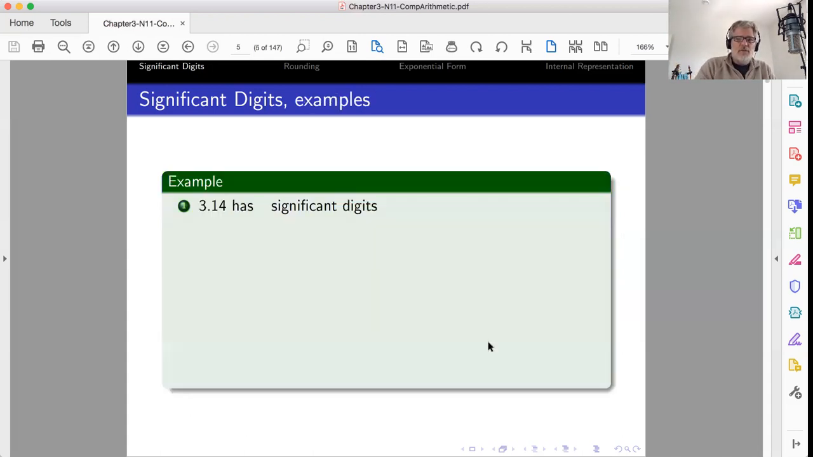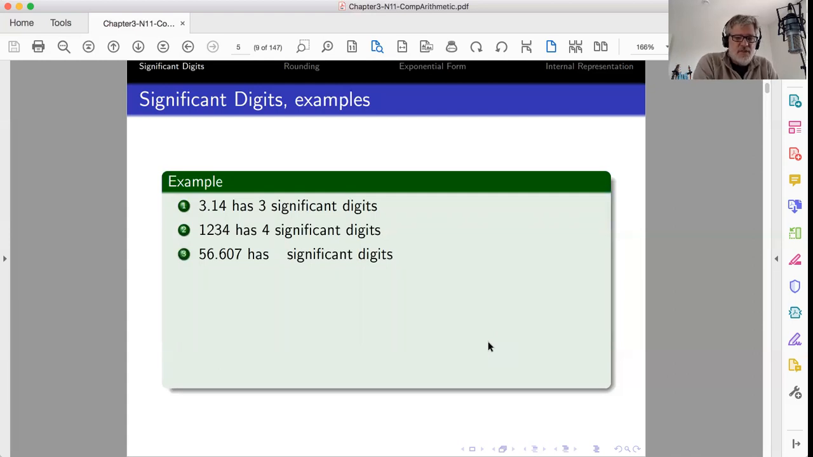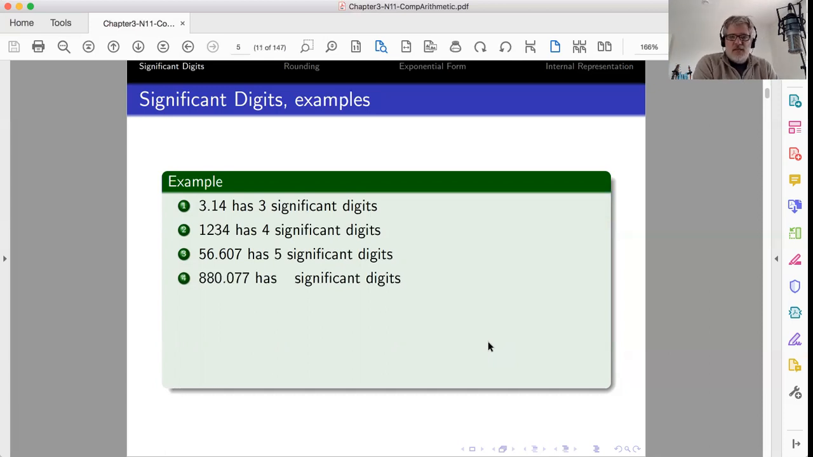Here are some examples. 3.14 has how many significant digits? That's 3. That's pretty easy; they're all non-zero, so they are significant. 1, 2, 3, 4, same thing. This has 4 significant digits, they're all non-zero. 56.607: we have 4 non-zero digits, and there's a 0 digit, but it's in between non-zero digits, so it's significant, so that's 5. Exactly the same idea here: 880.077, everything is significant, that's 6.